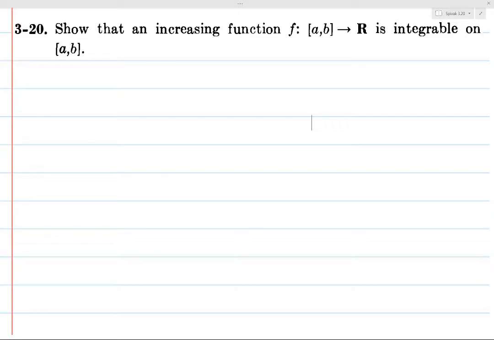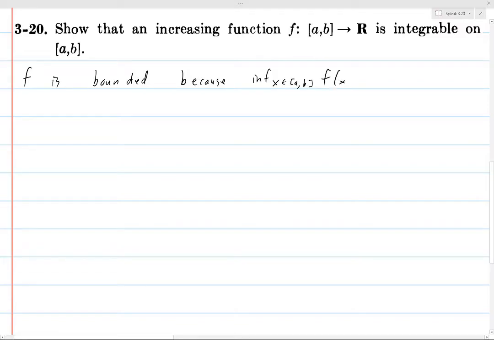So let's see here. f is bounded, because if you take the infimum over all x in [a, b] of f(x), well, this is an increasing function, so the infimum is going to be f(a). And that's going to be a real number because f maps into R.